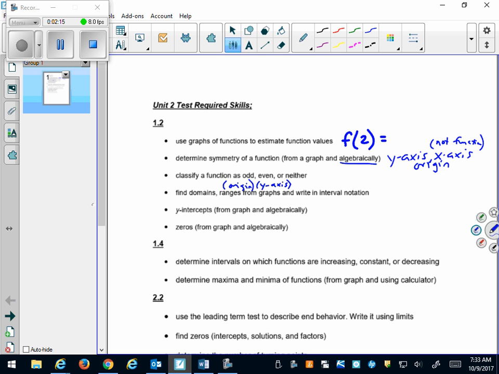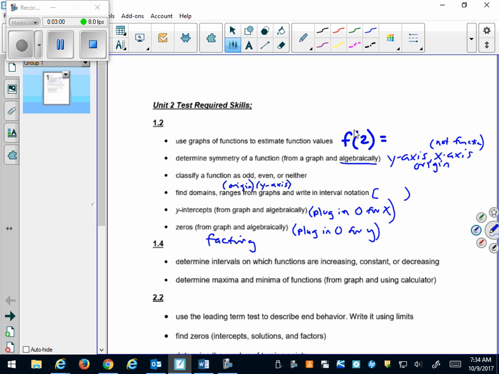Okay, find domains and ranges. Interval notation, make sure you know where to use brackets and where to use parentheses. Bracket means including that point. Parentheses means not necessarily including that point. All right, y-intercepts. All of these things you should be able to tell from the graph and algebraically. So y-intercepts, remember, plug in 0 for x. X-intercepts are basically plugging in 0 for y, but this usually involves factoring, right? Or looking at a graph and seeing where it crosses the x-axis.